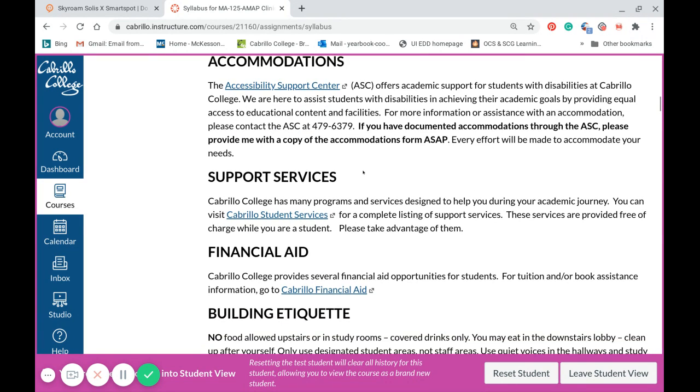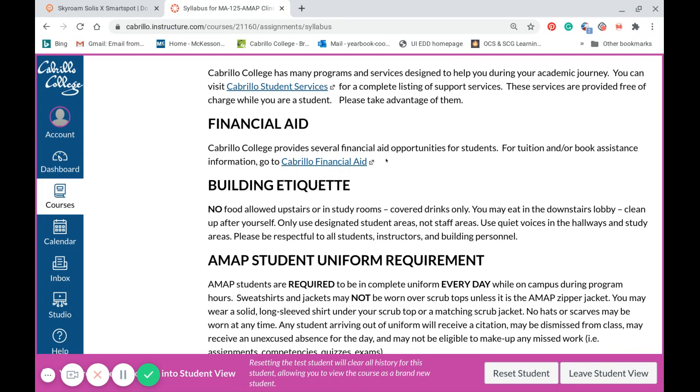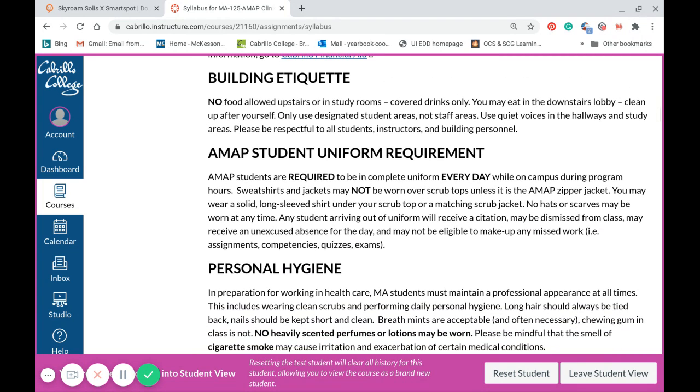Okay, there's a lot of support services at Cabrillo. Please take advantage of them. Financial aid is available. As far as the building here, the Health and Wellness 2 building, no food is allowed upstairs anywhere. That's for a couple reasons. One is that we're dealing with testing and specimens and things. And also we have an ant problem. So covered drinks only. Okay.